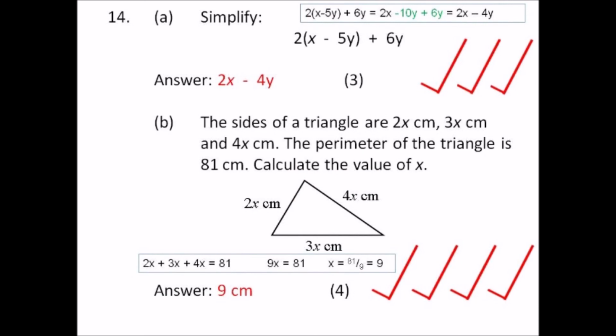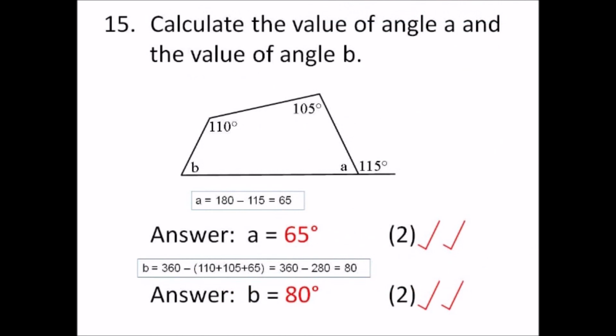14, simplify. No brackets. You get 2x minus 10y plus 6y. And then put your y's together like I did, and you would get minus 4y. So it's 2x minus 4y. And then b, put your numbers, put the 2x plus 3x plus 4 is equal to 81, and you get 9x equals 81. X is 9. You divide 81 by 9. Look at the working. That's what I need to see you doing.